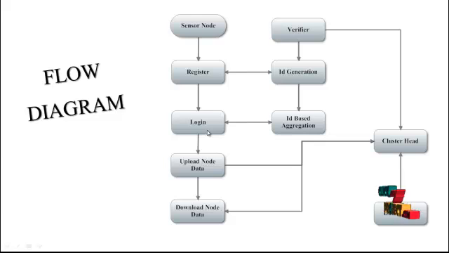Our project flow diagram. In this project, we are developing an ID-based aggregate signature scheme for wireless sensor networks. This is the connection between the sensor nodes and the data centers. In the first process, the sensor node registration. The registration means the sensor node details are sent to the verifier. The verifier checks the sensor node details and generates the ID for the sensor nodes, and all the details are sent to the cluster head.